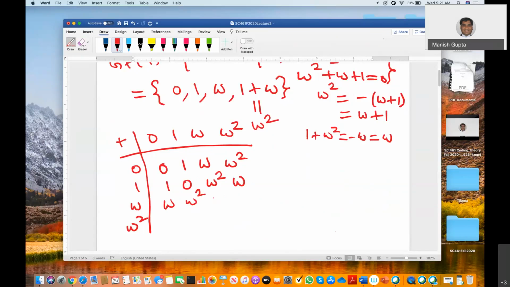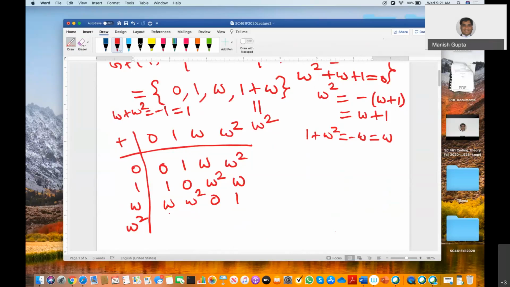Omega plus omega is 2 omega, which is 0. Omega plus omega square is what? From here, omega plus omega square is equal to minus 1, which is the same thing as plus 1, from the equation omega square plus omega plus 1 is equal to 0, right? We have got 1.